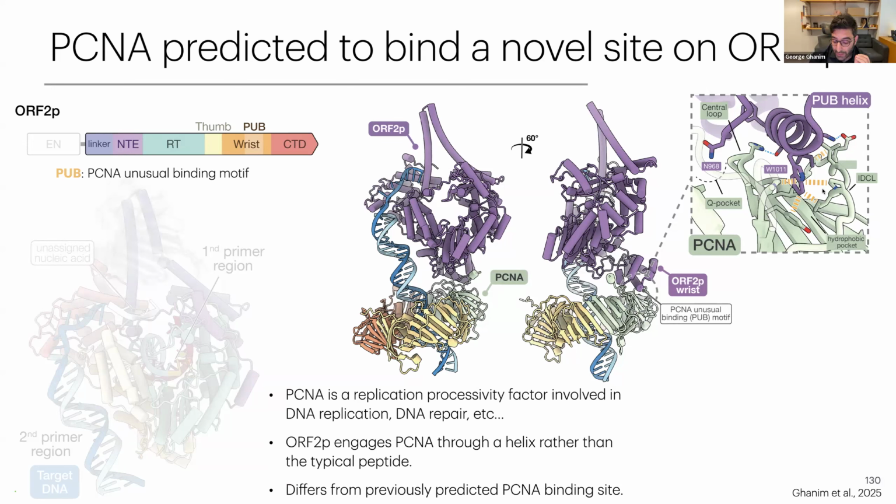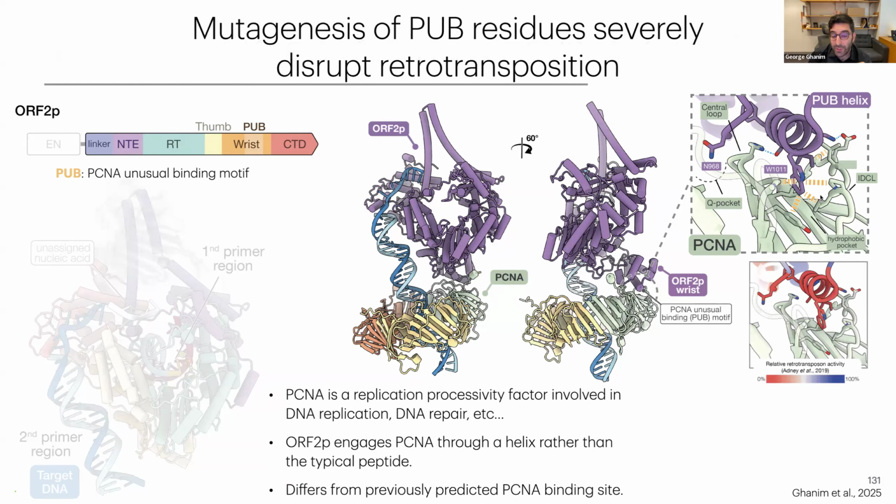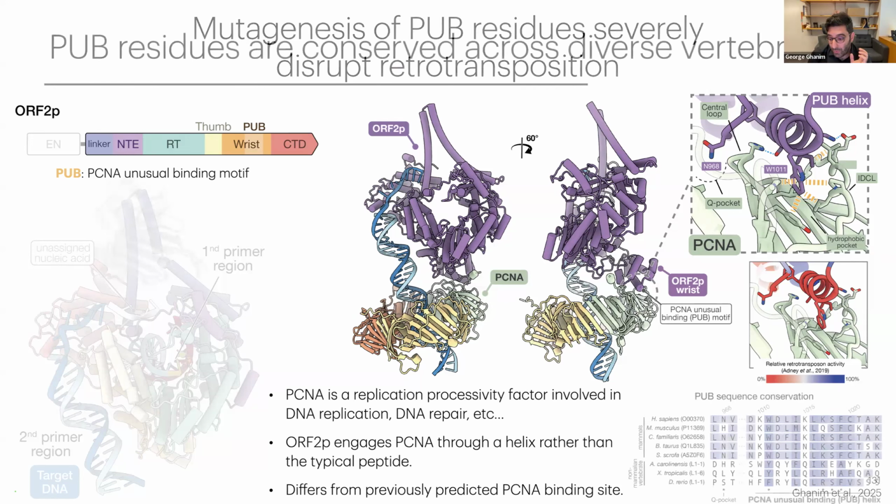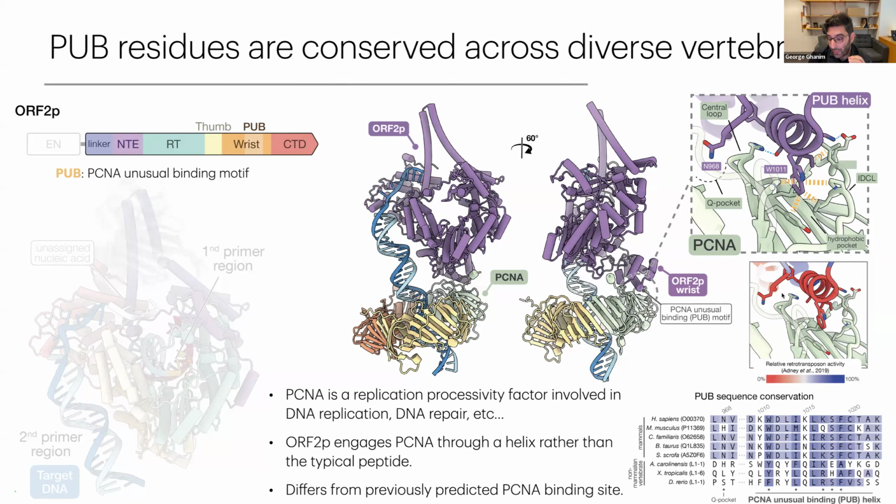The first is if we take the scanning mutagenesis data that I had mentioned previously, and again, map this onto our structure, we see that point mutations in this PUB region, in this PUB helix, substantially affect retrotransposition. They basically kill it. Whereas again, substitutions in neighboring regions like this loop and helix back here don't seem to have as profound an effect. There is also a very high conservation of these residues that interact across very diverse LINE-1 elements. And this is shown here on the bottom.